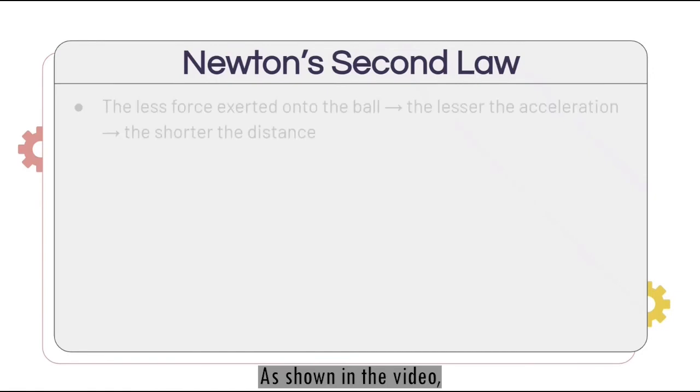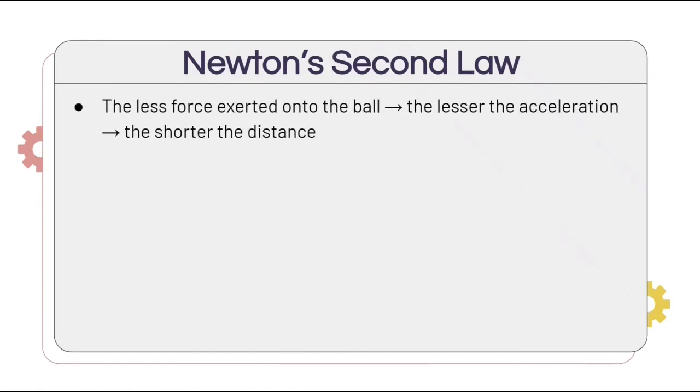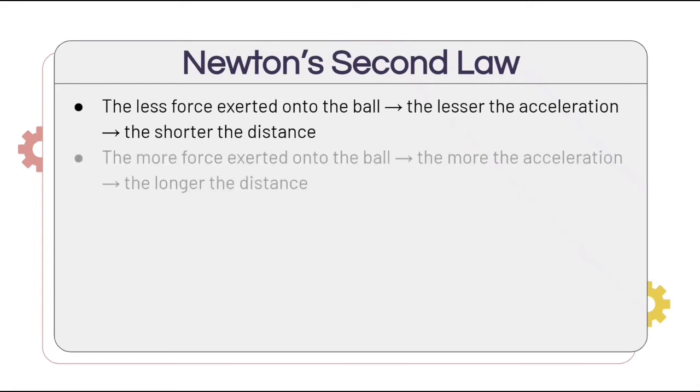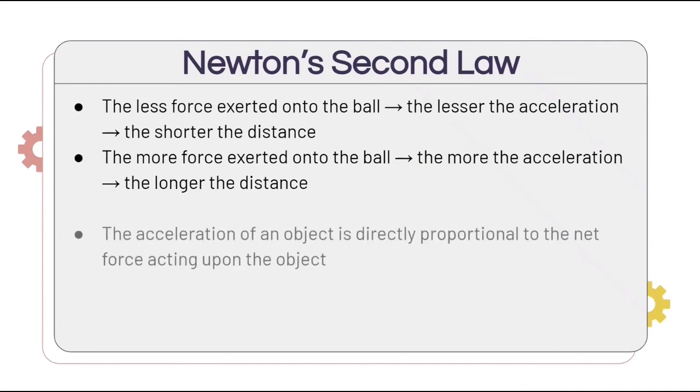As shown in the video, the less force exerted onto the ball, the lesser the acceleration and the shorter the distance. Whereas the more the force is exerted onto the ball, the more the acceleration and the longer the distance. This is due to Newton's second law, where the acceleration of an object is directly proportional to the net force acting upon the object.